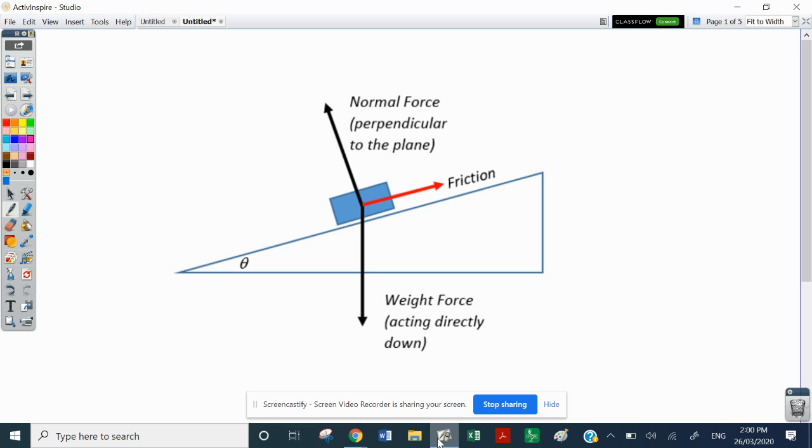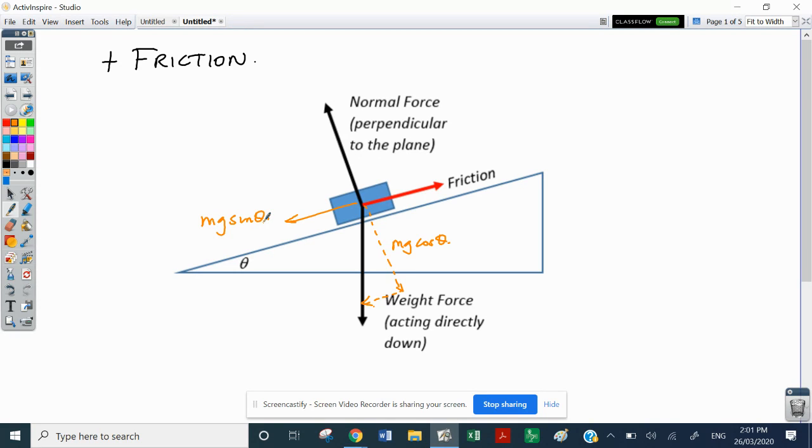Welcome back. We're now going to continue on with our treatment of forces on an inclined plane, but this time we're going to add friction. So we've already done a worksheet which works out all these forces. We know that we now resolve the weight force into its two components, which is mg cos theta, and this one down the plane here, which becomes mg sine theta.